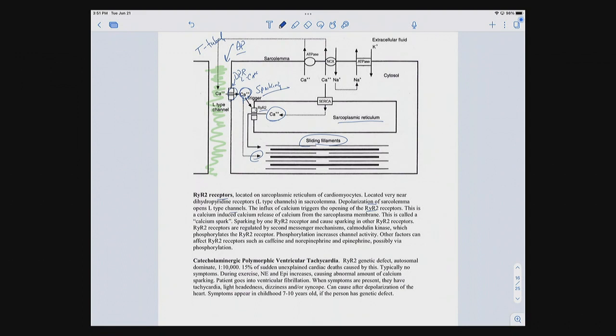So that little bit of calcium that comes in will spark the RYR2 to open up, allowing more calcium to flow out. What's interesting in cardiac tissue, and the same thing really is true for skeletal as well in terms of the RYR1, is that you can have spontaneous sparking.